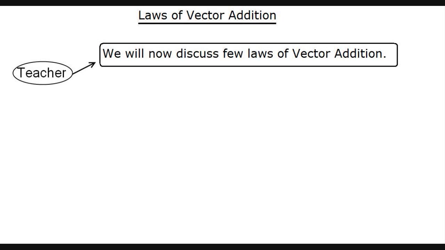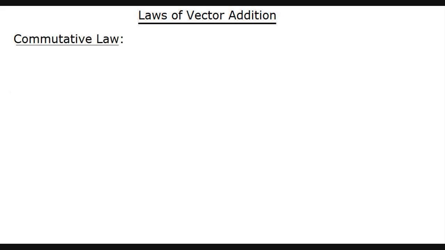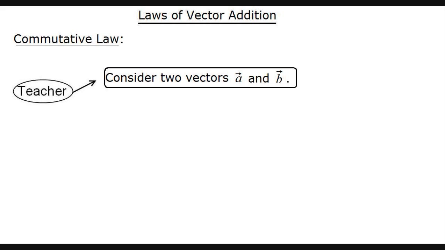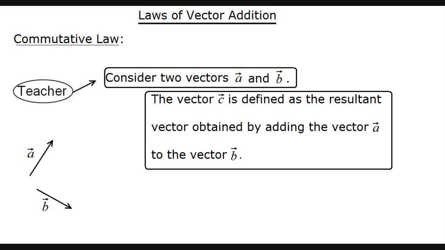We will now discuss a few laws of vector addition. Let us start with the commutative law of vector addition. Consider two vectors, a bar and b bar. The vector c bar is defined as the resultant vector obtained by adding the vector a bar to the vector b bar.